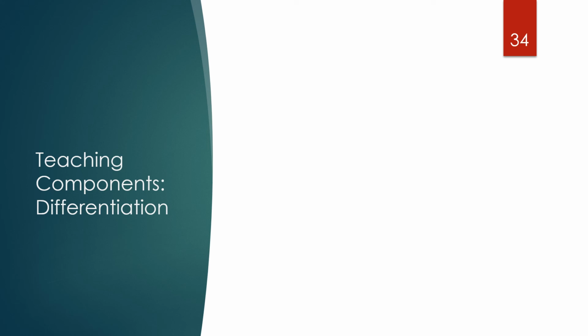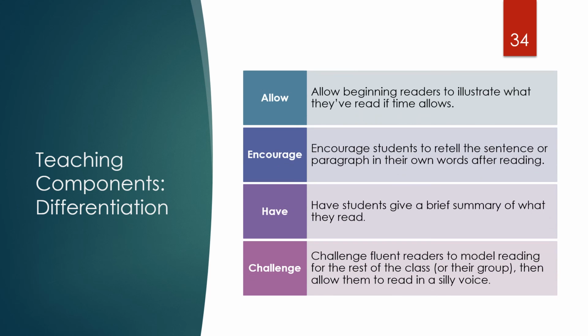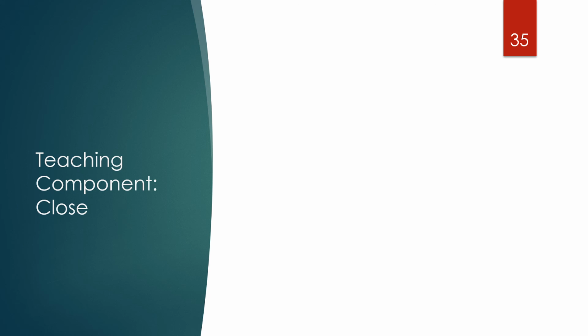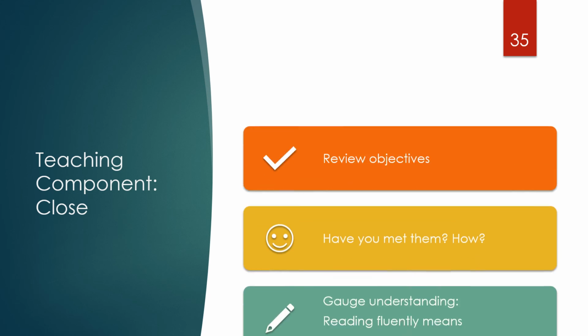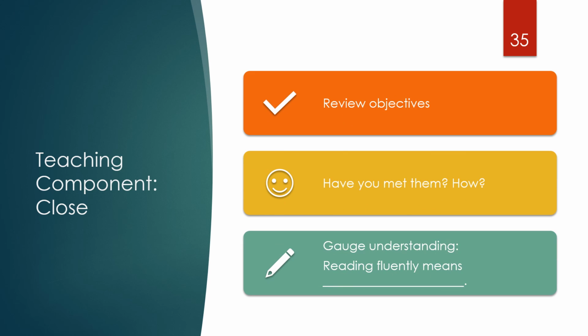Here are some ideas to show how you might add on to the lesson that might also aid with overall comprehension of the text. Allow beginning readers to illustrate what they've read if time allows. Encourage students to retell the sentence or paragraph in their own words. Have students give a brief summary of what they've read. Challenge fluent readers to model reading for the rest of the class and allow them to read in a silly voice. When you close your lesson, you'll want to review what your objectives were and how you've met them.